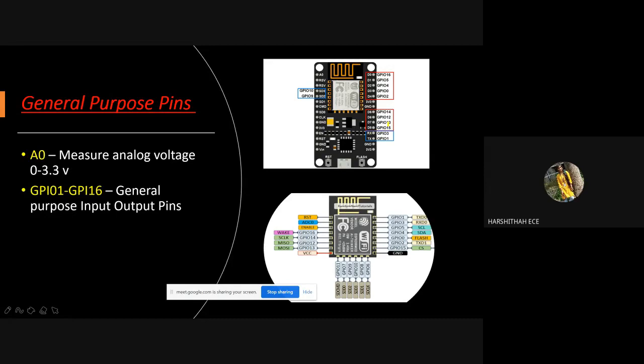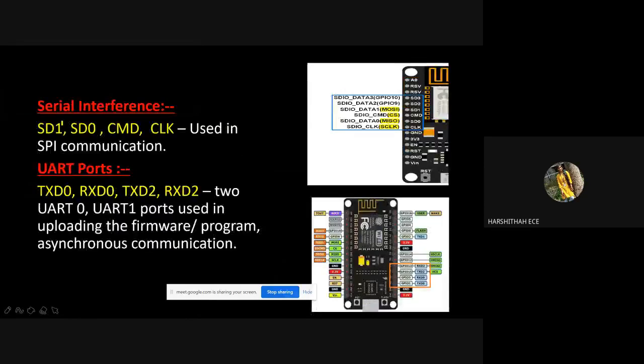Okay, this is the general purpose pins, and as I said before, it even allows SPI communication. These 4 pins, MOSI, CS, MISO, SCLK, these pins allow for SPI communication. And UARTs you can see here, RX TX. This is generally for asynchronous communication, transmitter receiver part here.